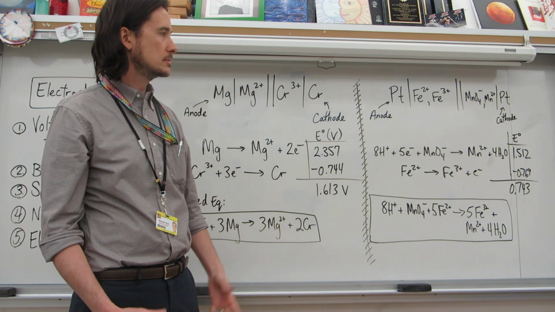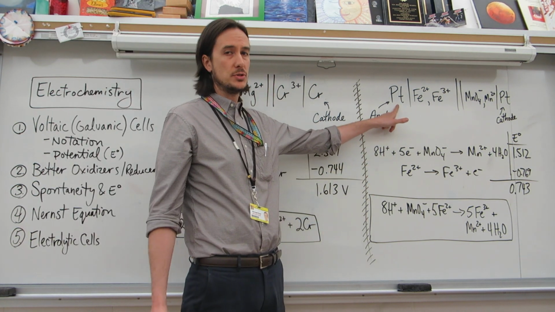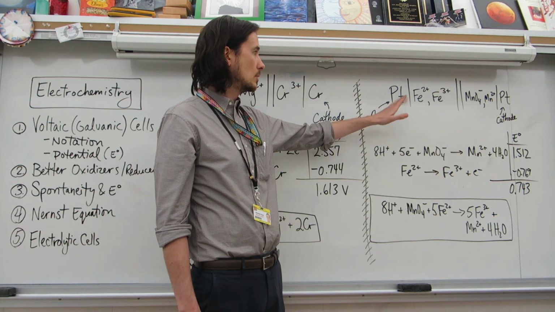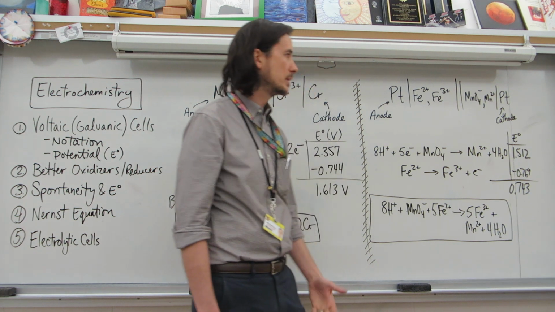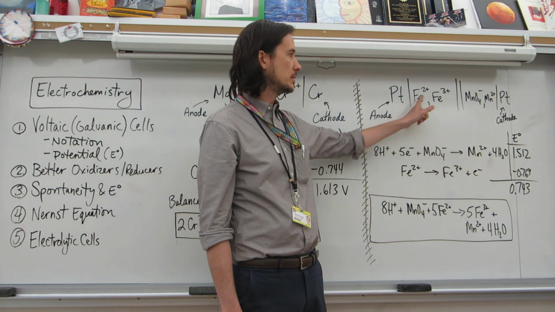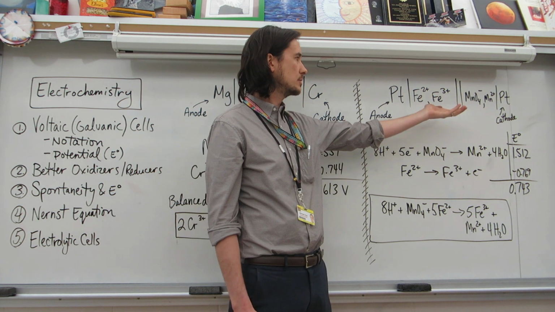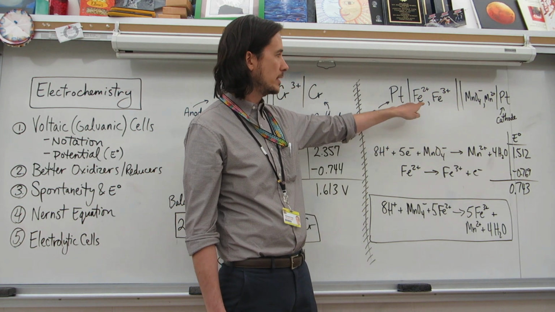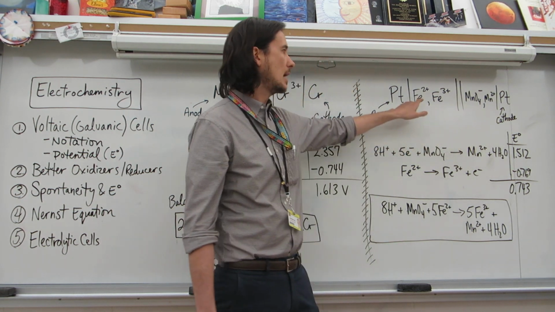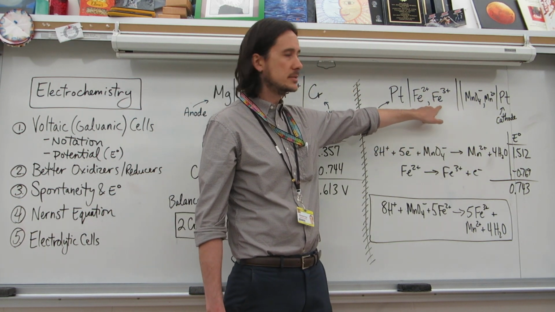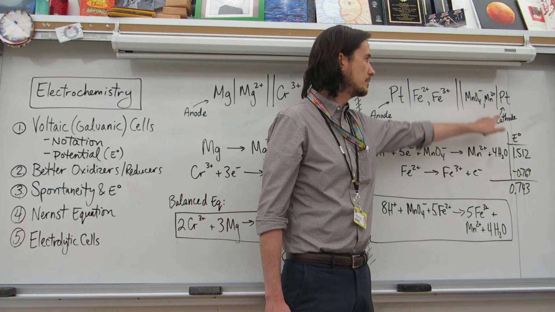We have another voltaic cell. This is using platinum electrodes. So this is still the anode, right? The cathode is still on the other side. But in this case, we have ions being turned into other ions, right? So still we have our oxidation over here. And the way it's written, we have a reactant and a product, a reactant and a product. So the iron 2 is going to be oxidized to iron 3, and the permanganate is going to be reduced to manganese 2.